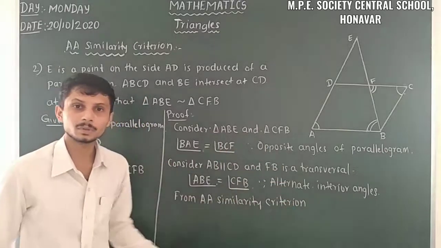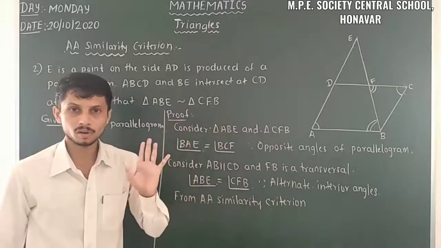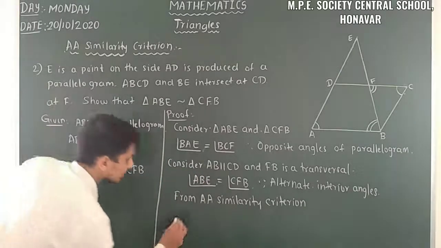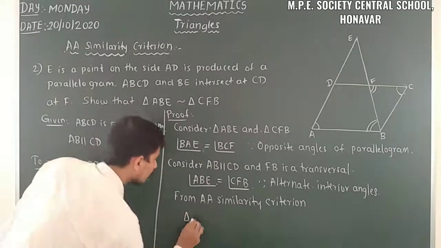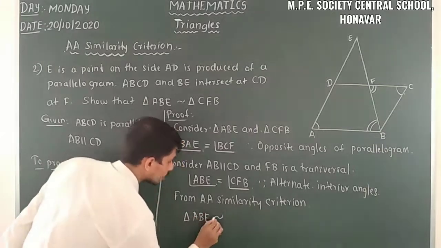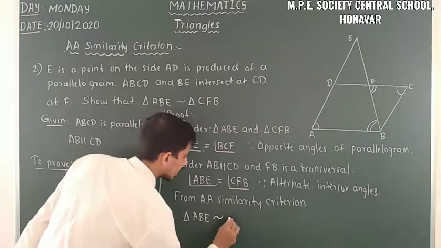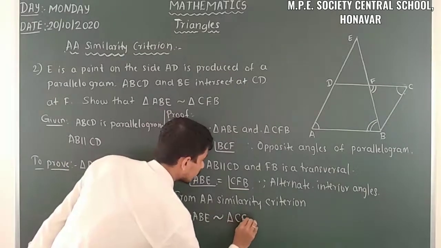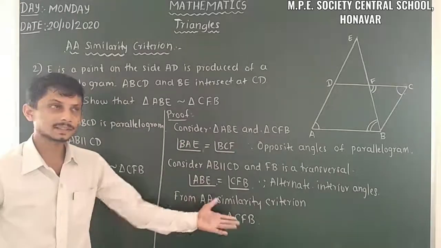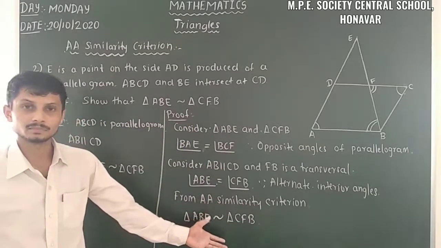If you write the statement you get better marks. So here only you have to write the statement. After that you have to conclude that triangle ABE is similar to triangle CFB. So we have that from the AA similarity criterion.